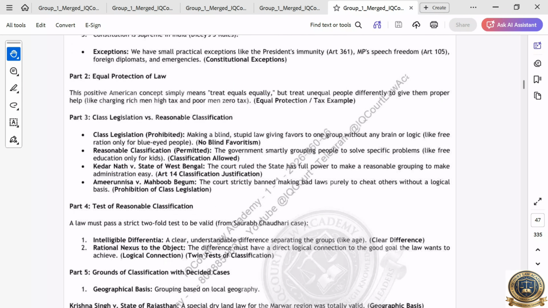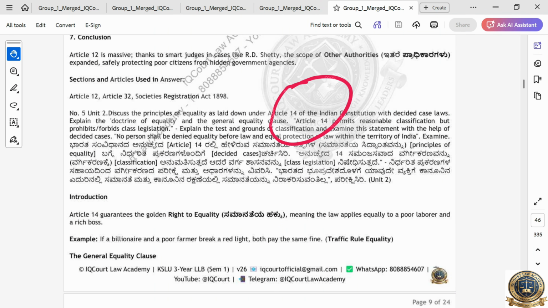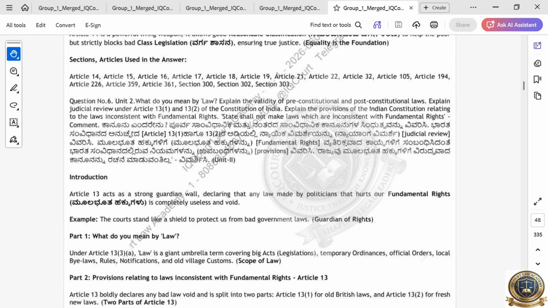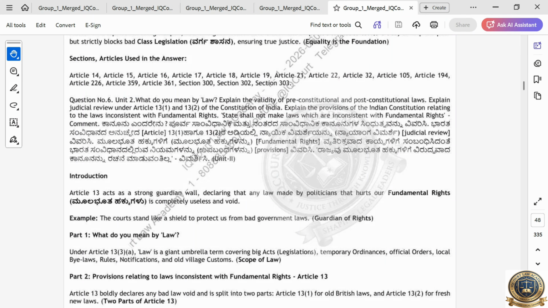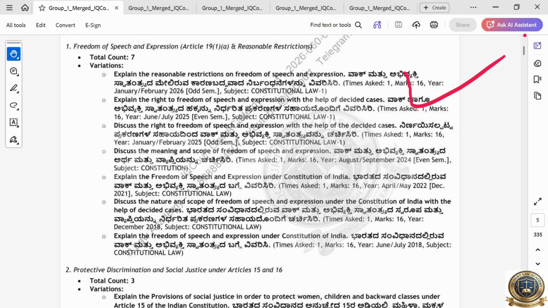Then we are in the second unit. This is question number 5. The Article 14. See, we have covered everything, all the important questions. That is the beauty of the IQCourt study material. This is law. This is related to Article 13, clause 1. Then this is the question, very, very important. You will get this question tomorrow. 98%, I'm predicting you will get this question tomorrow.